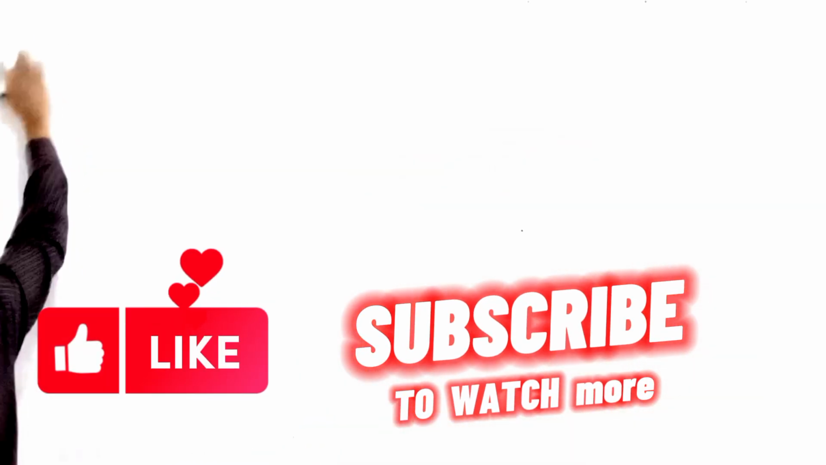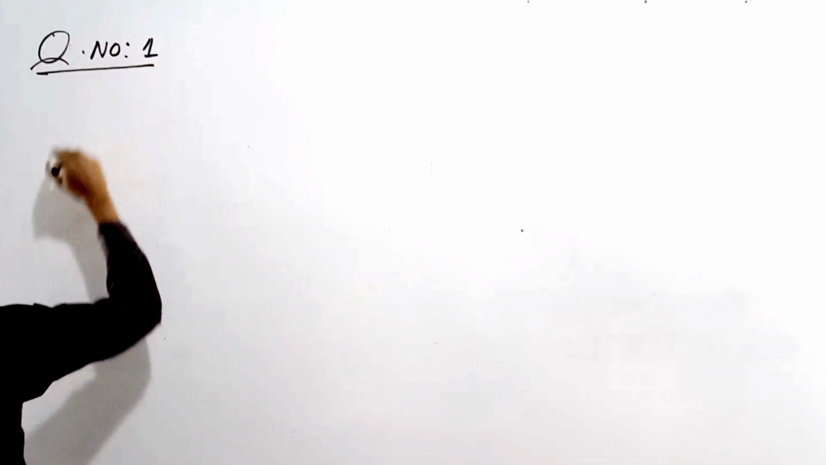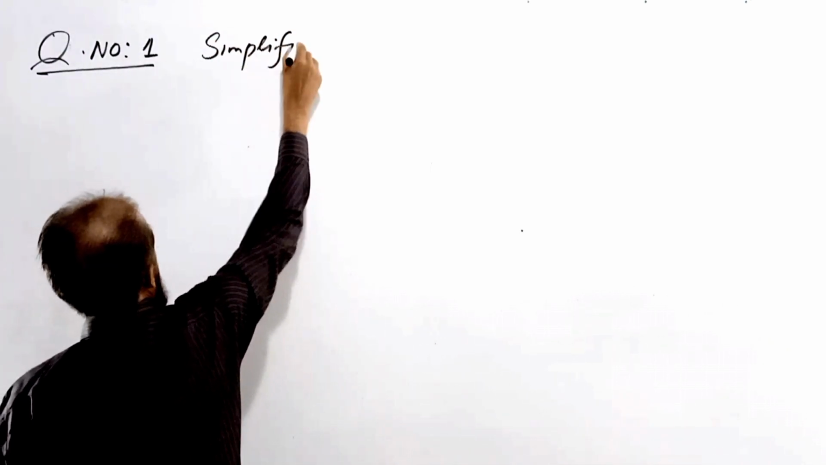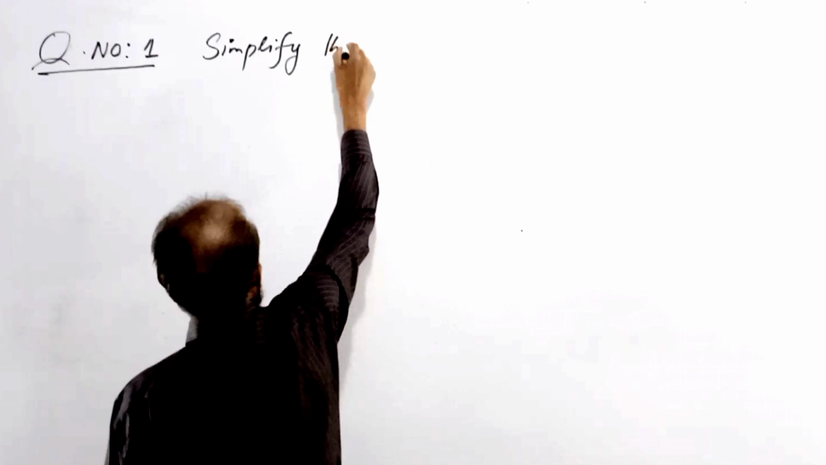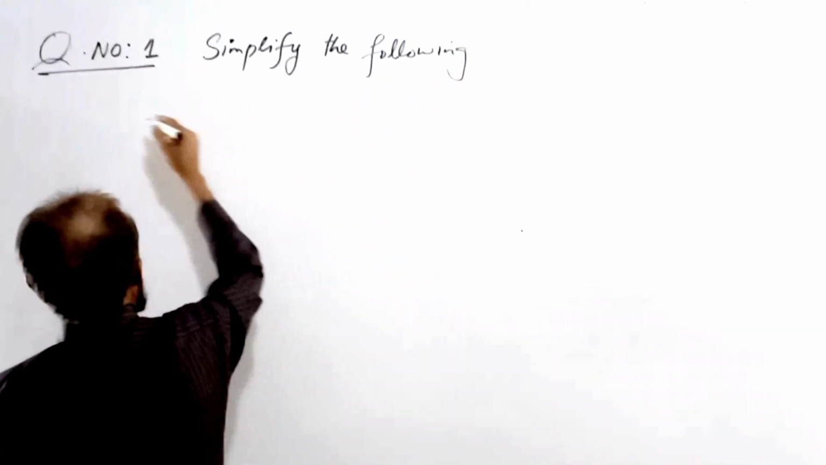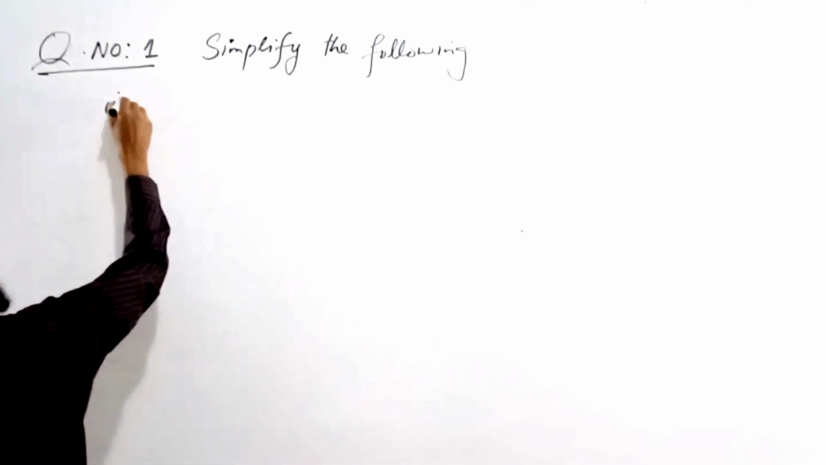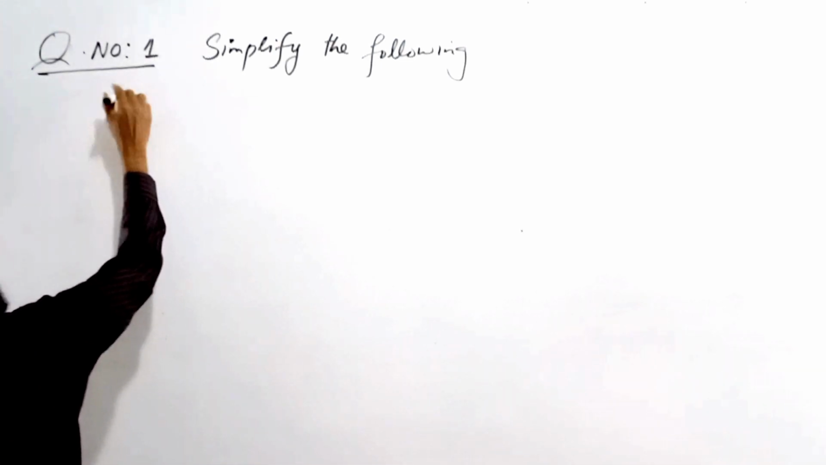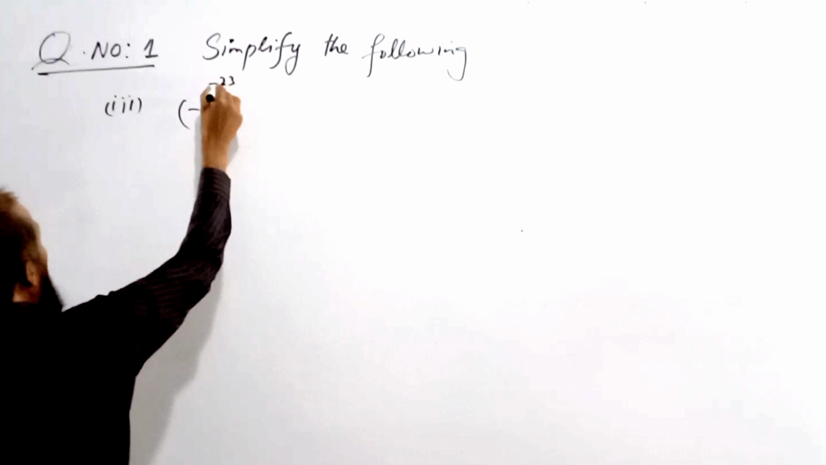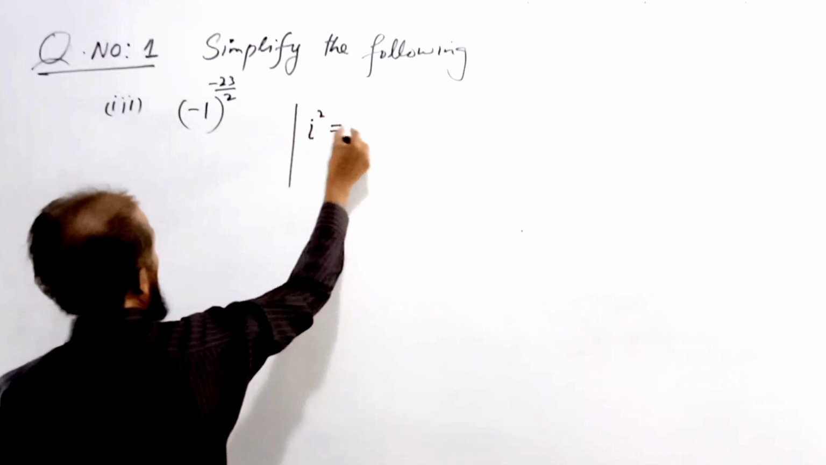Question number 1. Simplify the following terms. First question we simplify. For third we simplify in question number 1: i^-1 minus 23 over 2. How can we simplify? We know that iota square is equal to -1.